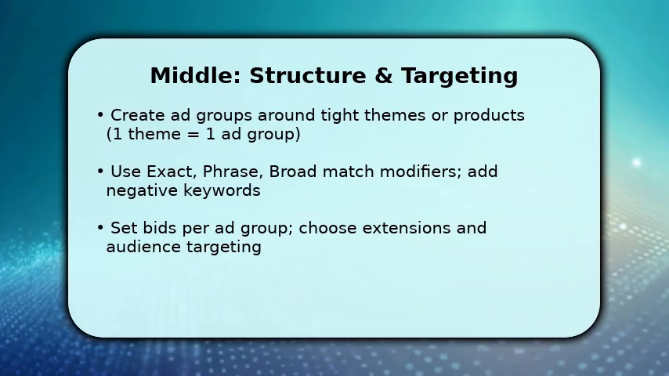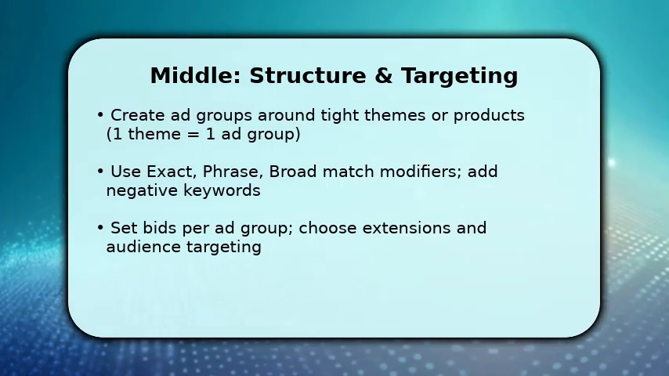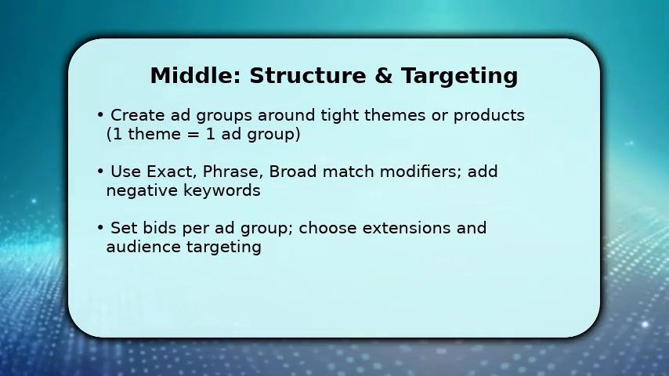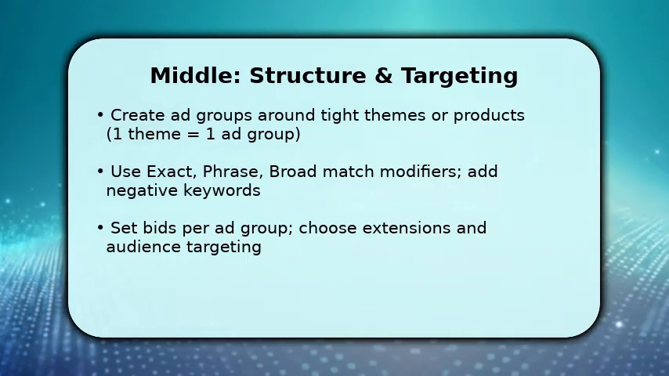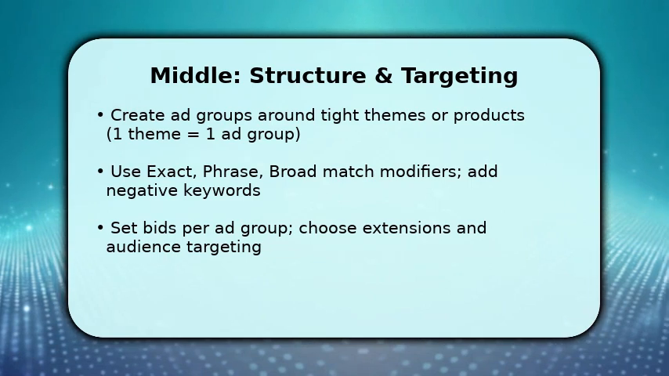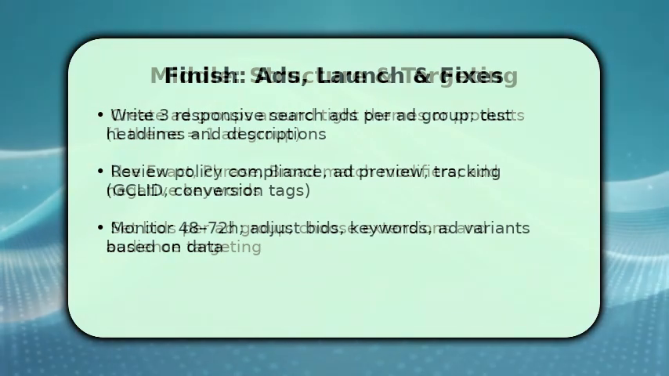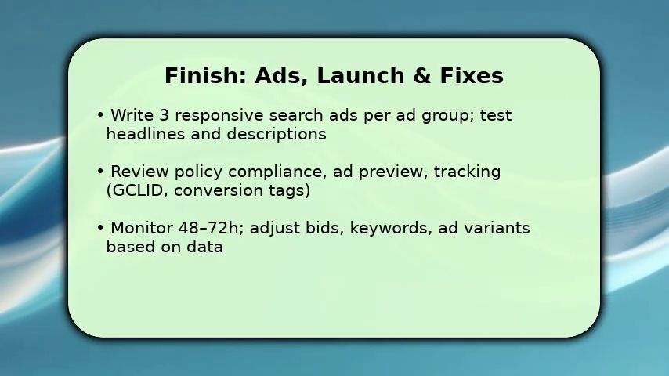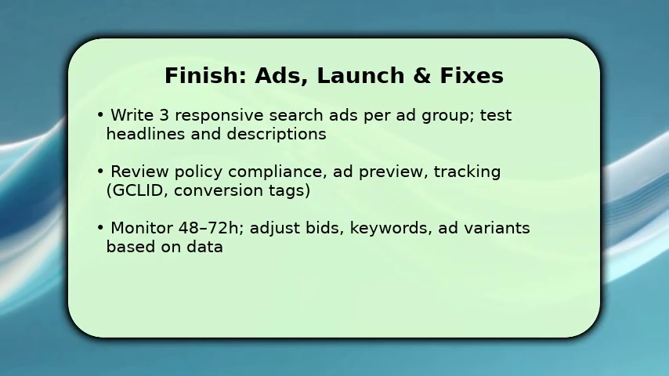Then set initial bids at the ad group level and add extensions like site links, callouts, and structured snippets to increase real estate. Once done, layer audience targeting and demographics so your ads serve the right people at the right time. Write 3 responsive search ads per ad group, mixing headlines and descriptions to let Google optimize combinations.